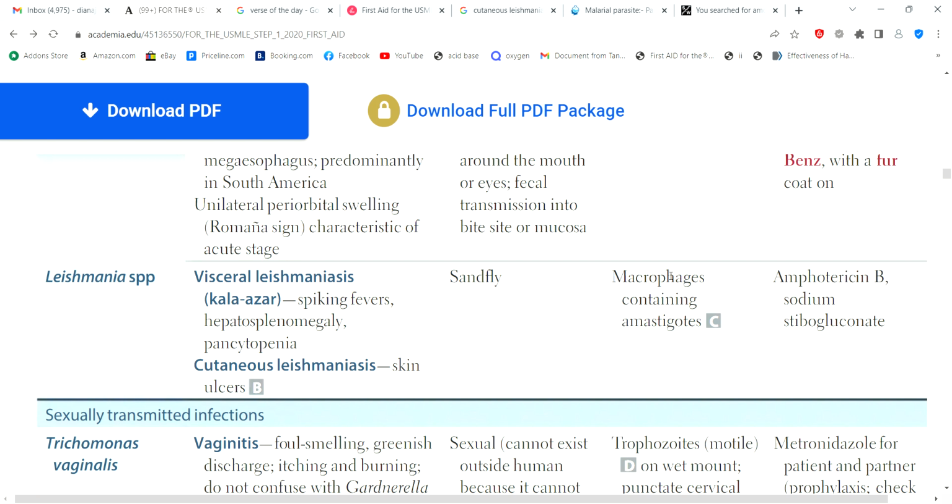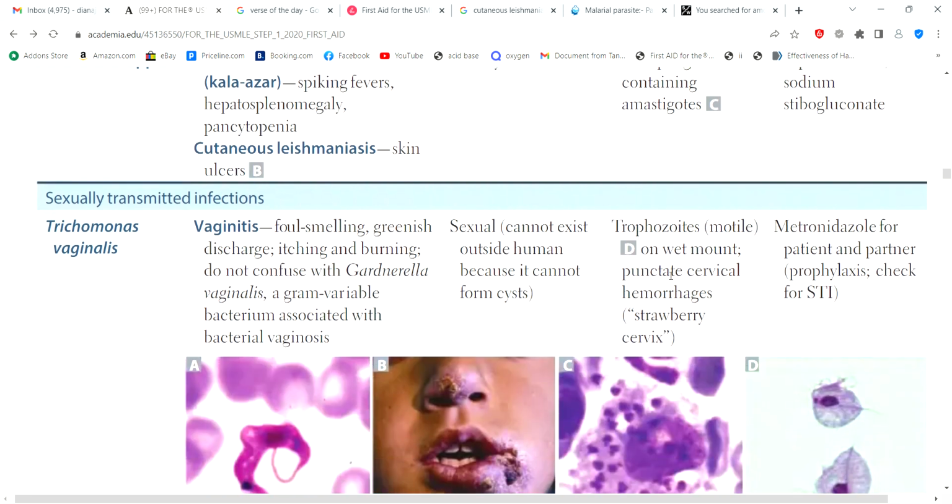Okay, and leishmania is transmitted by sandfly. Now, Trichomonas vaginalis causes vaginitis, which is a foul-smelling greenish discharge, itching and burning. Do not confuse with Gardnerella vaginalis.